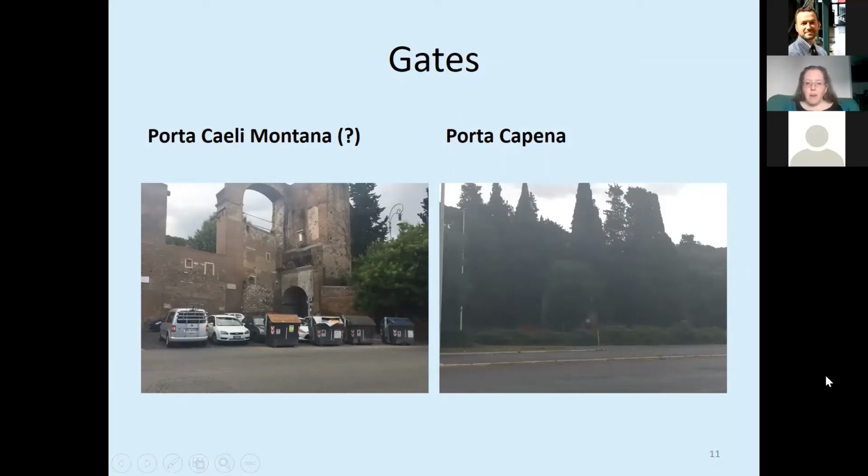By the time I was nearing the end of my wall walk, it had started to rain, and that's why this picture is so misty. So you will have to trust me that this lump in the middle, covered by trees, is the remains of the Porta Capena, which was the gate in the Serbian walls that led to the Via Appia, which we're going to get to in a moment. It's also completely inaccessible. It's in a median in the middle of a busy road.